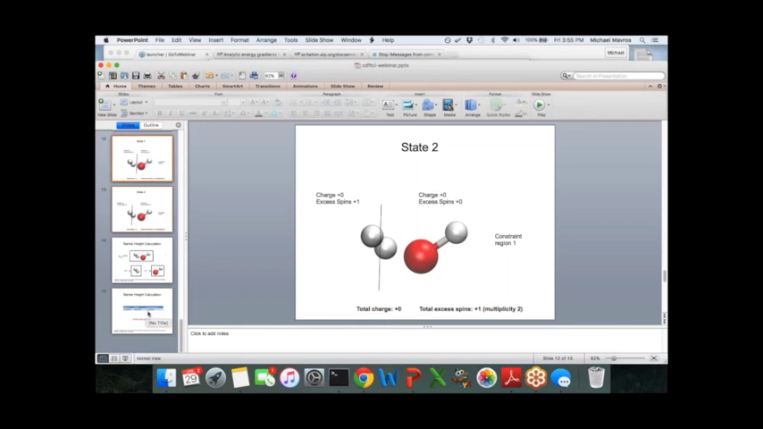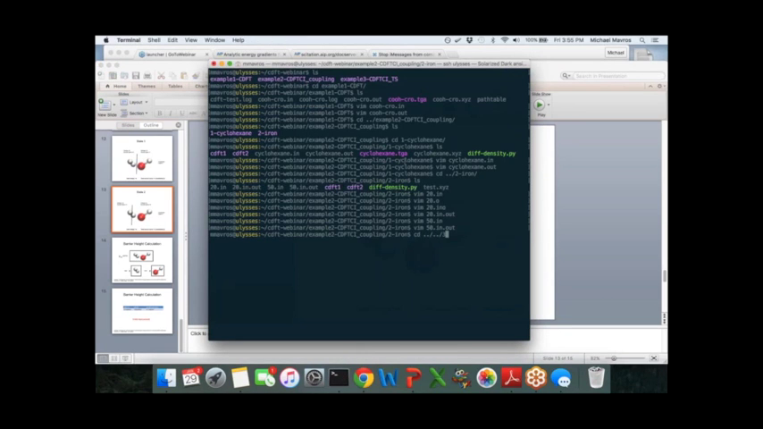Let's see, our other state is going to be a hydrogen atom with one excess spin and no charge, and then a water molecule, so H2O, which is a neutral singlet. And we'll just constrain the water molecule and let Q-Chem take care of the hydrogen atom. Okay, so let's see if we do that here.